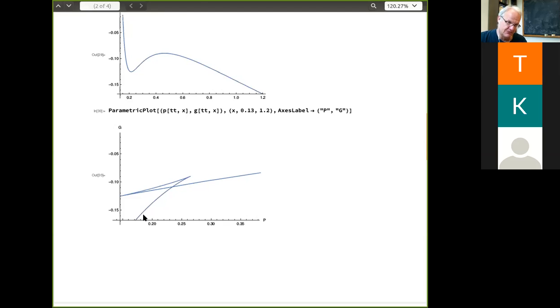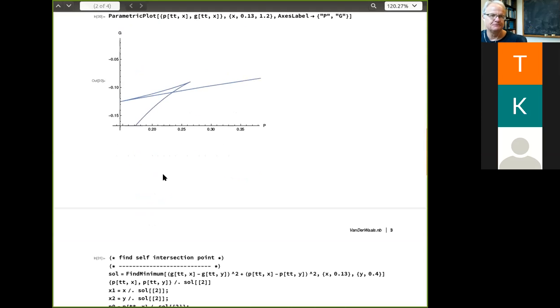And it self-intersects. It's this self-intersection point that is the point where you have two different phases where both the pressure and the Gibbs free energy are the same. So one of the ways to find the coexistence region is to locate that point. In this kind of parametric plot, you can just look at it and see where it is. It's located at some pressure, which on this plot is 0.23, and the Gibbs free energy is minus 0.12 or something like that.